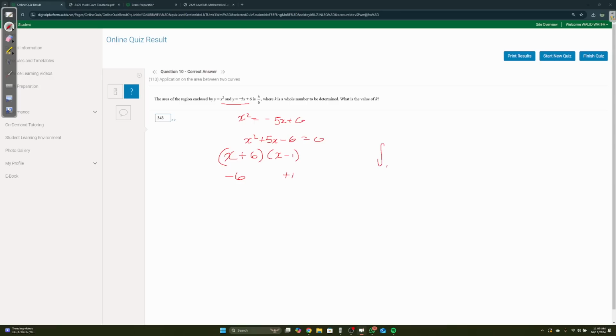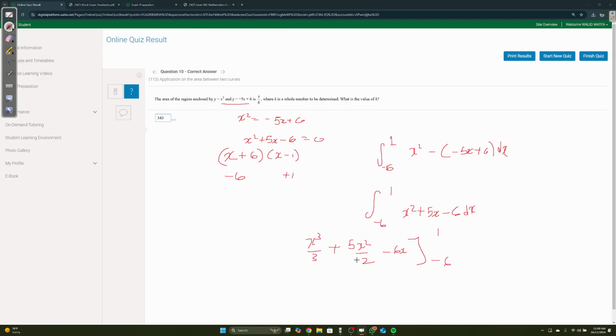We can just do it from negative 6. Remember, the smaller number is always down. From negative 6 until 1, x squared minus, open bracket, minus 5x plus 6, dx. Let's continue. Integral from negative 6 to 1 of x squared plus 5x minus 6 dx. Integrate: x cubed over 3 plus 5x squared over 2 minus 6x, and put them between negative 6 and 1.